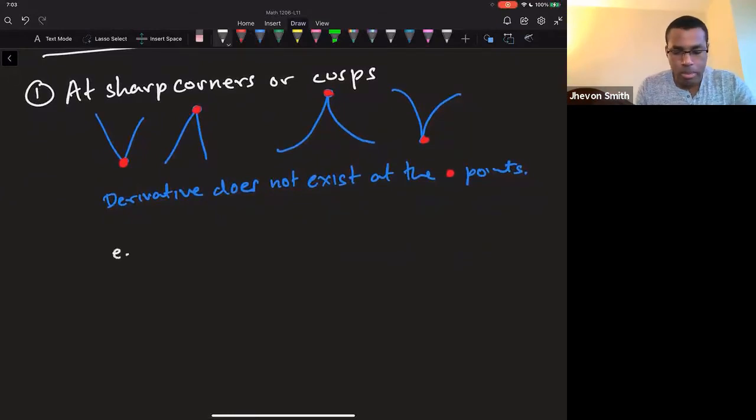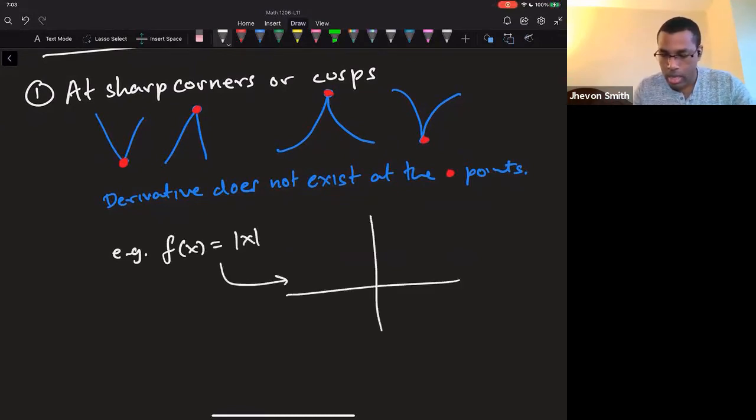So that's why, for example, for f of x equals the absolute value of x, we know that this guy looks like this function. And the derivative won't exist at 0 specifically because there's a sharp corner.